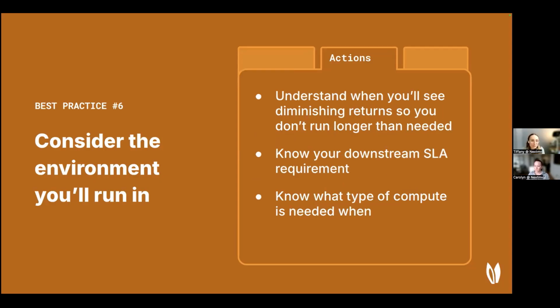All right. So what do we do about it? First is understanding when you'll see diminishing returns, so you don't need to run longer than you absolutely have to. This means profiling your model. Maybe you get within 98% of optimal in 2 seconds, and 99% takes 2 minutes, and you just need to understand the trade-offs and decide accordingly what's appropriate for your model.